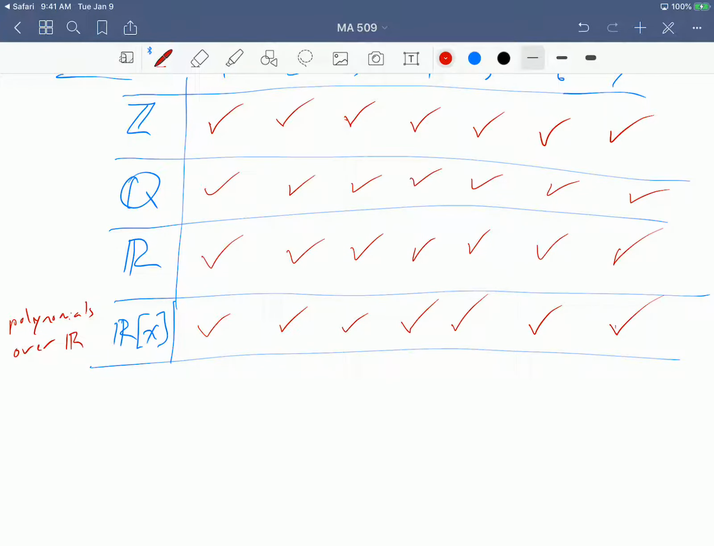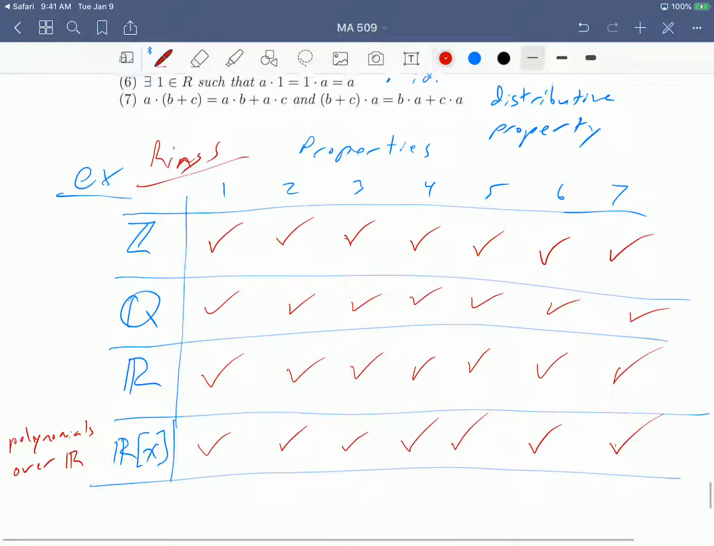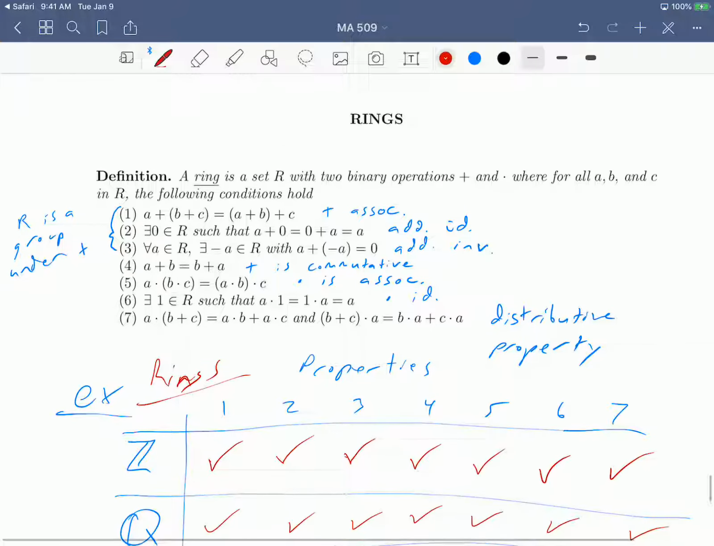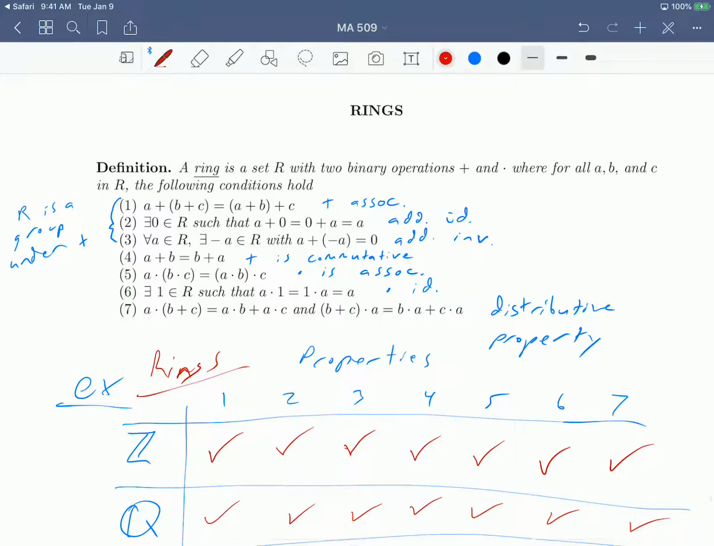All right, so in the next video, we're going to look at a couple more examples that are also rings, one that we haven't seen before, and one, the set of matrices that we know a lot about under addition, but we also now want to talk about them under multiplication.